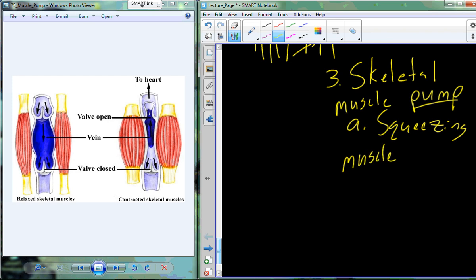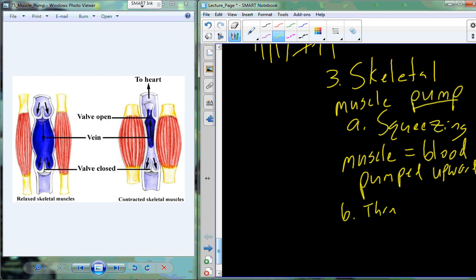is going to be induced by squeezing muscles that propel the blood inside of the vessel, and it can only go in one direction. It can only go upward because of those venous valves. The blood may squeeze on it, but the venous valve is going to shut to prevent backflow. So the blood's only going to move in one direction, upward through the valve, back towards the heart.